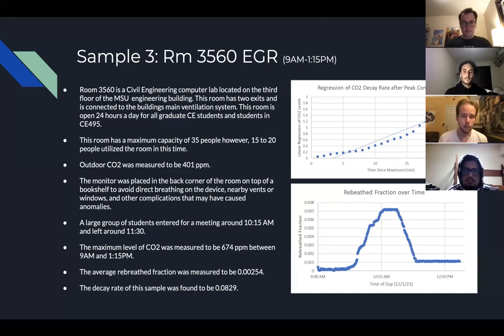The maximum level was measured to be 674 parts per million, for the time frame of 9 a.m. to 1:15 p.m. The average rebreathe fraction was measured to be 0.00254, so quite low there. And the decay rate was quite slow, at 0.0829 hours to the -1.